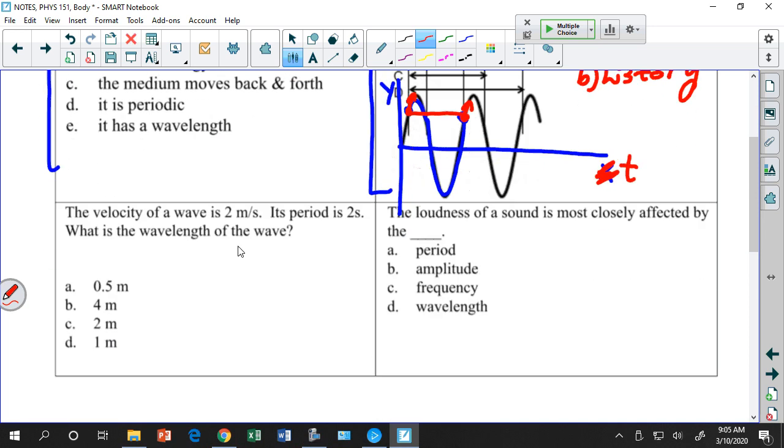All right, the velocity of a wave is 2 meters per second. Its period is 2 seconds. What is the wavelength? Oh, did we do this?